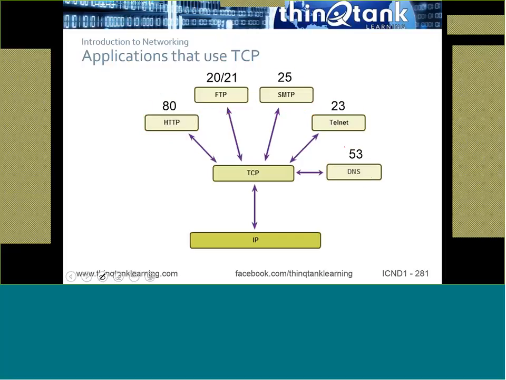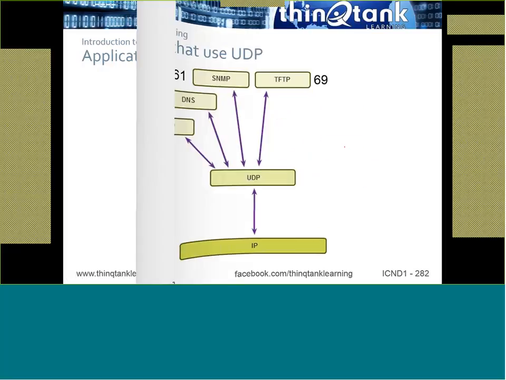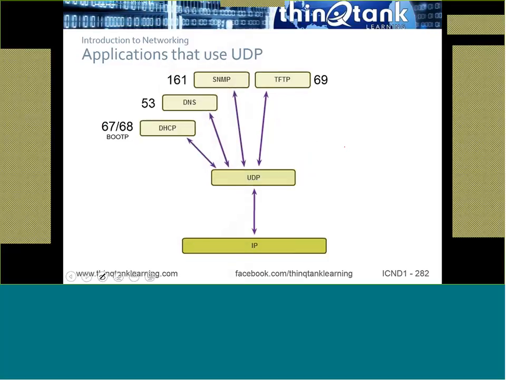In UDP, we see some more: TFTP, SNMP. DHCP is interesting. We'll talk about DHCP a little bit more, the Dynamic Host Configuration Protocol. It actually uses a subset of protocols called BootP, BootPC and BootPS, which is our boot protocols. All right?